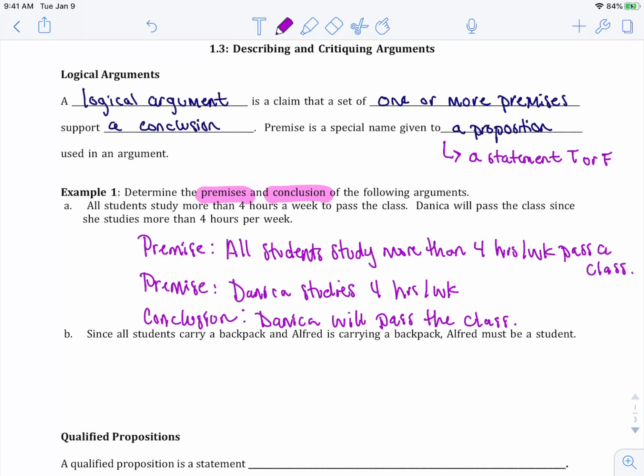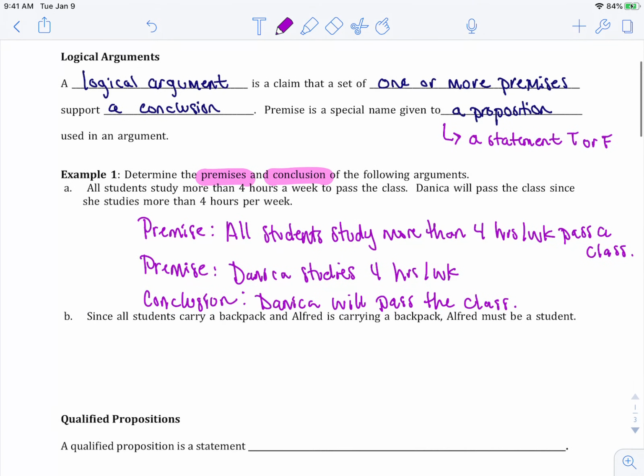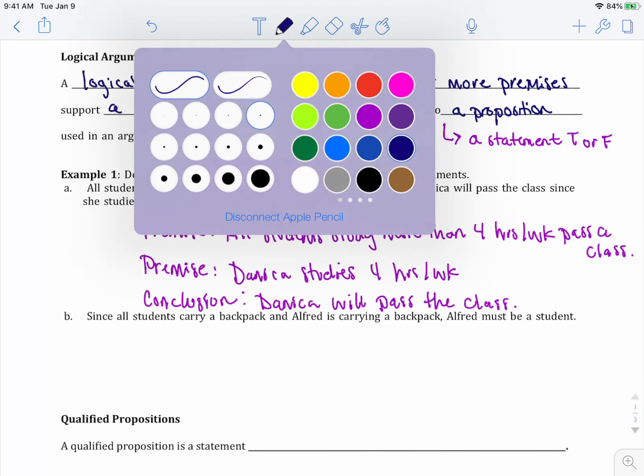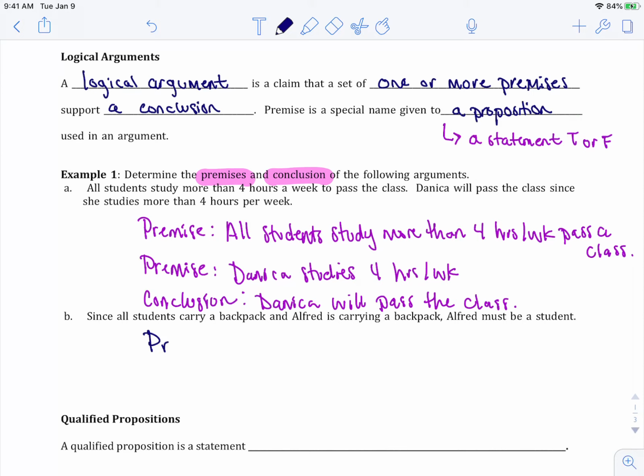All right, so B. Since all students carry a backpack, and Alfred is carrying a backpack, Alfred must be a student. All right, well, since all students carry a backpack is a premise, my next premise, this is kind of nice because it goes in order, would be Alfred is carrying a backpack, and my conclusion is Alfred is a student. So let's go ahead and write all of that down.